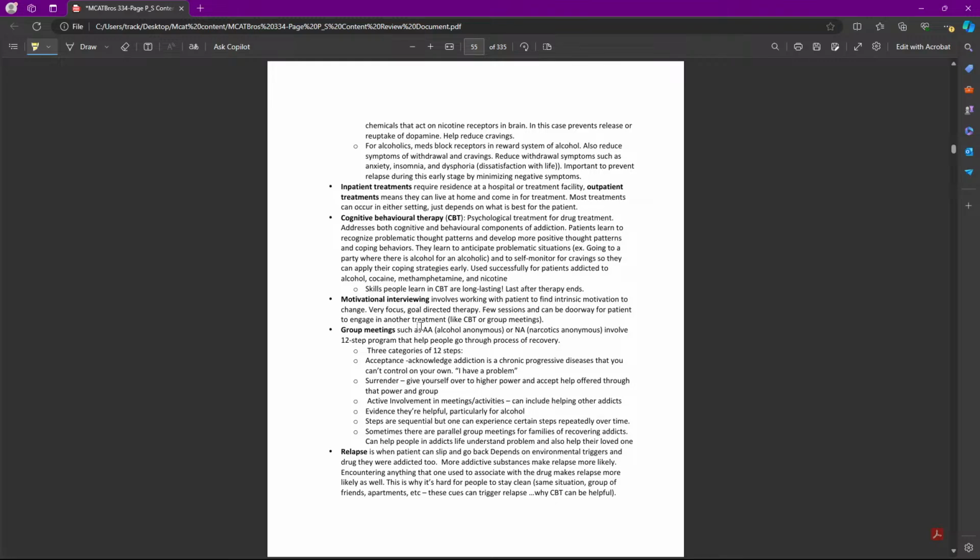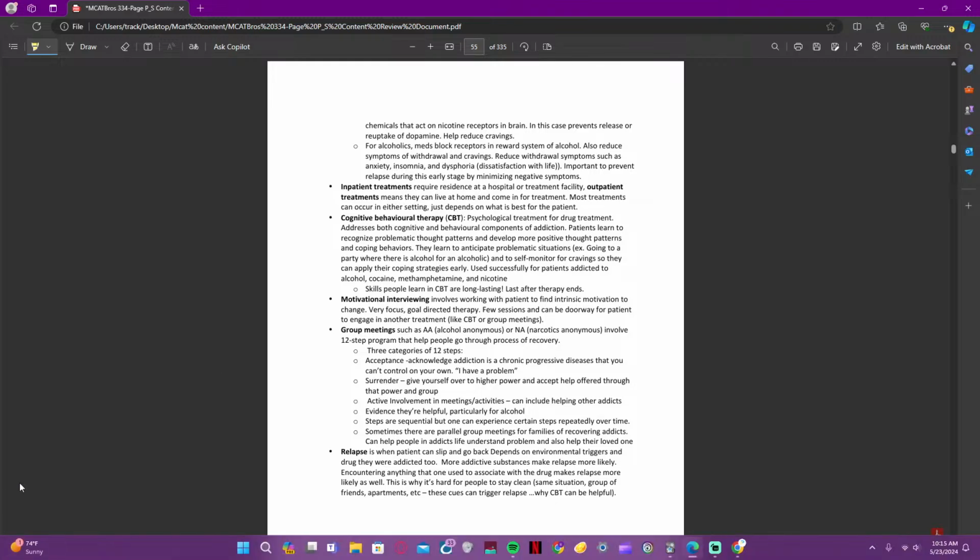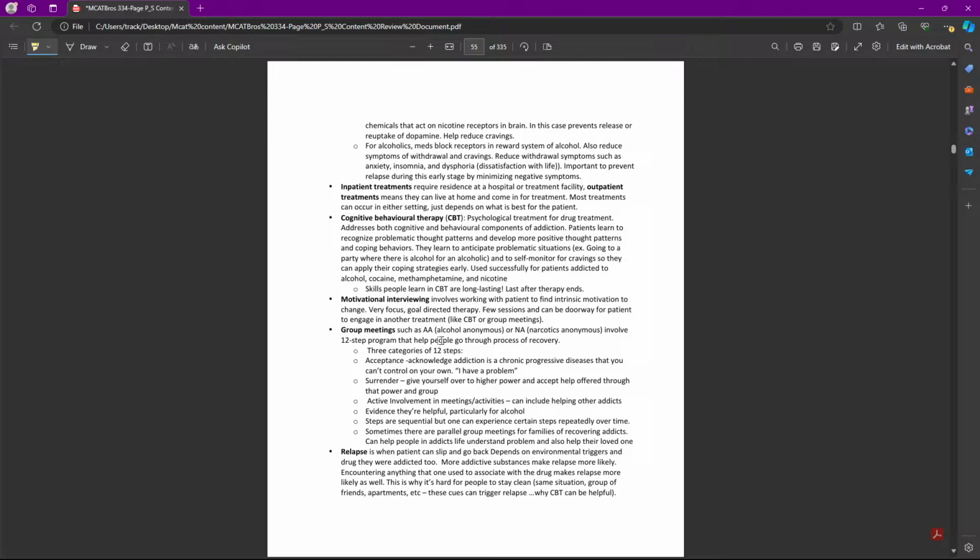Motivational interviewing involves working with patients to find intrinsic motivations to change. It's a very focused, goal-directed therapy. A few sessions can be a doorway for patients to engage in another treatment. Group meetings such as AA or Narcotics Anonymous involve a 12-step program that helps them get through the process.